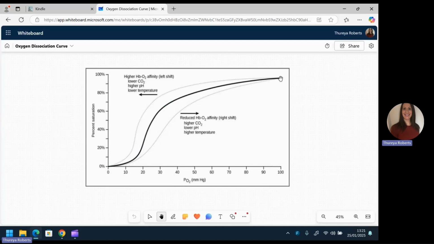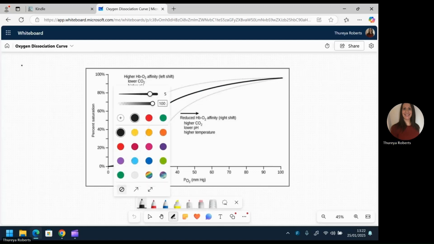This last part of the graph shows at very high levels of the partial pressure of oxygen, the haemoglobin has become saturated with oxygen. So this shows 100% saturation because haemoglobin is filled with the oxygen molecules, forming oxyhaemoglobin.